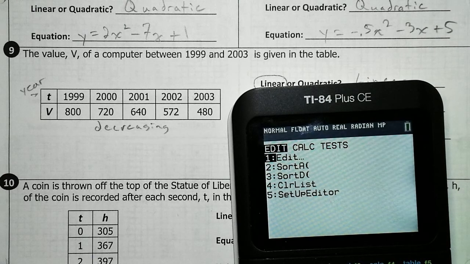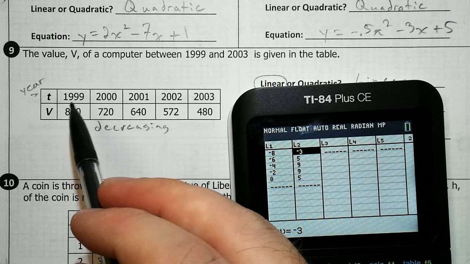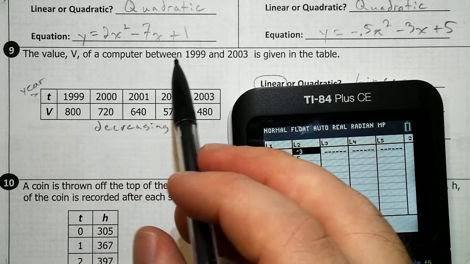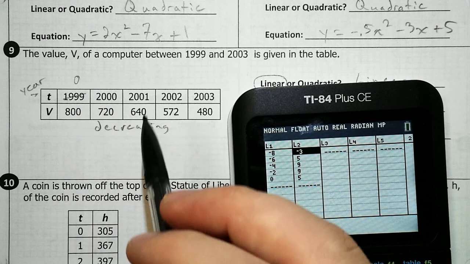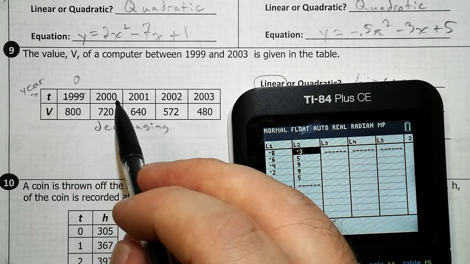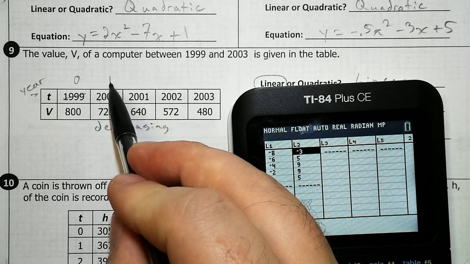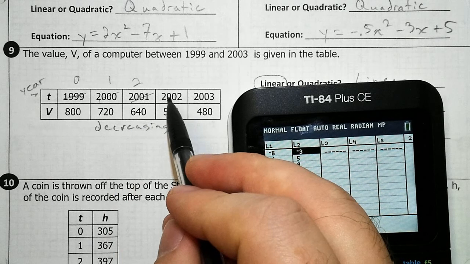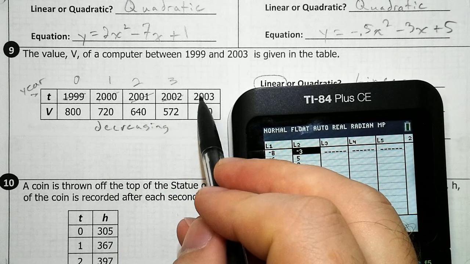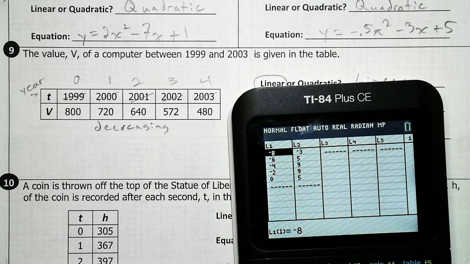So go back to stat, edit. Now, on years, we remember we cannot use the actual year. Use the first year and you change it into a 0. And then all the other years you go back to how much it was from the first year. So from 1999 to 2000, that was 1 year. 2001, that was 2 years. 2002, 3 years later. 2003, that was 4 years later. So that's what I'm using for my X values.